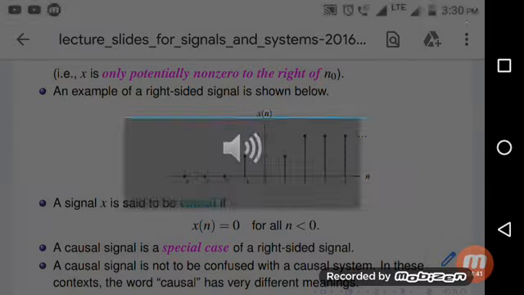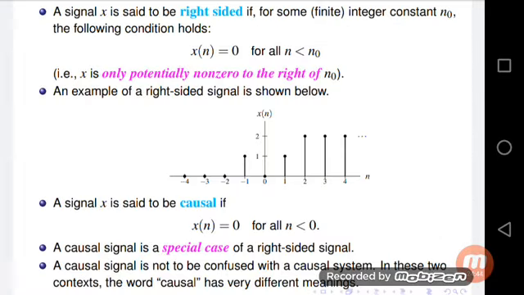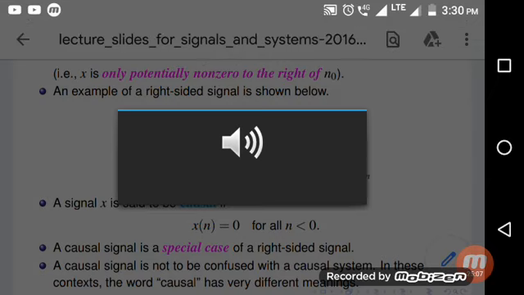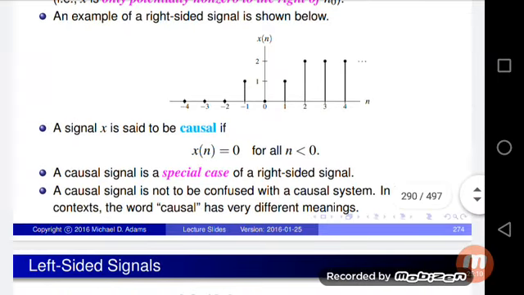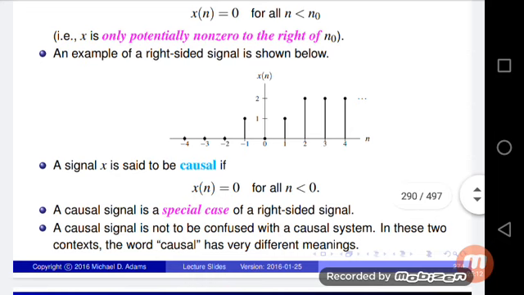It is the signal whose samples increase through -1, 0, 1, 2, 3. That means it will move forward to the right side. That's why it is called right-sided signals. A signal is said to be causal if x of n equals 0 for all n less than or equal to 0. A causal signal is a special case of a right-sided signal.